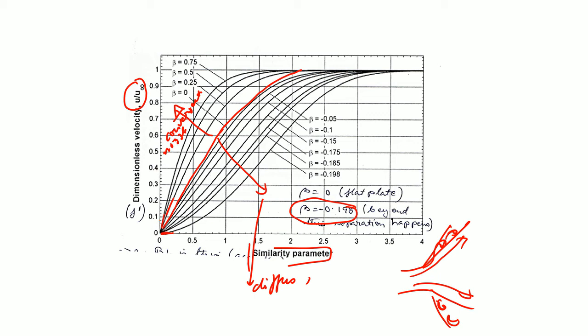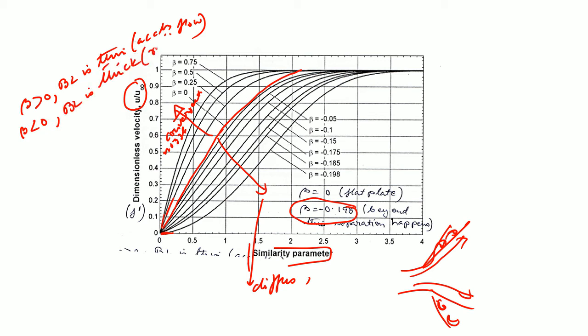So, we can write it here: when beta is greater than 0, the boundary layer is thin. This corresponds to the accelerating flow, which is basically the nozzle flow. Beta less than 0 means the boundary layer is thick. This is like a retarding flow.